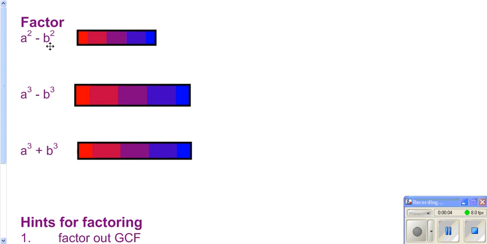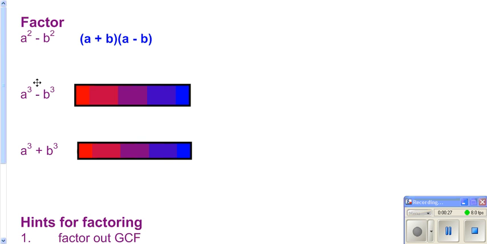Here we have differences of squares. It's something squared minus something squared, hence it's called differences of squares. Differences of squares always factors into two parentheses that are the same, except one is a plus, one is a minus. What you put in the beginning of each parenthesis is whatever was being squared. What you put in the end of each parenthesis is whatever was being squared at the end.